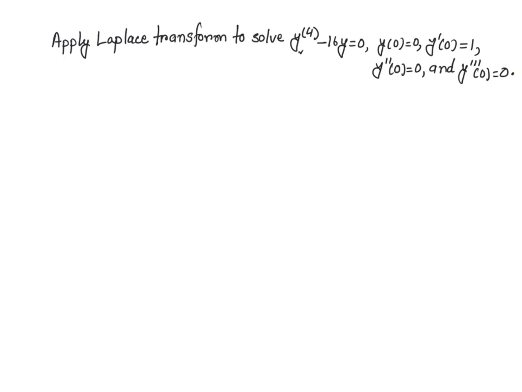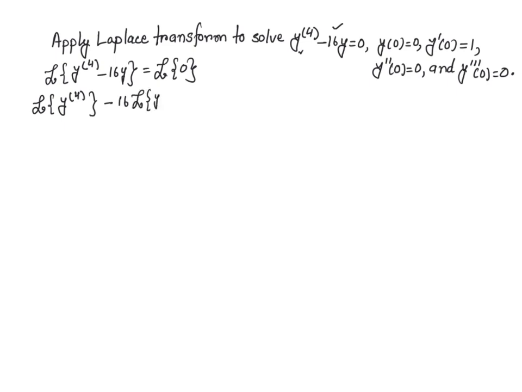So in order to solve this differential equation using Laplace transform, we just have to apply Laplace transform to this first, okay? So Laplace transform of fourth derivative of y minus 16y is equal to Laplace transform of 0. But Laplace transform of 0 is just 0, right? So using linearity, I could break down the left side. There's going to be Laplace transform of fourth derivative of y minus 16 times Laplace transform of y, and the right hand side is 0.